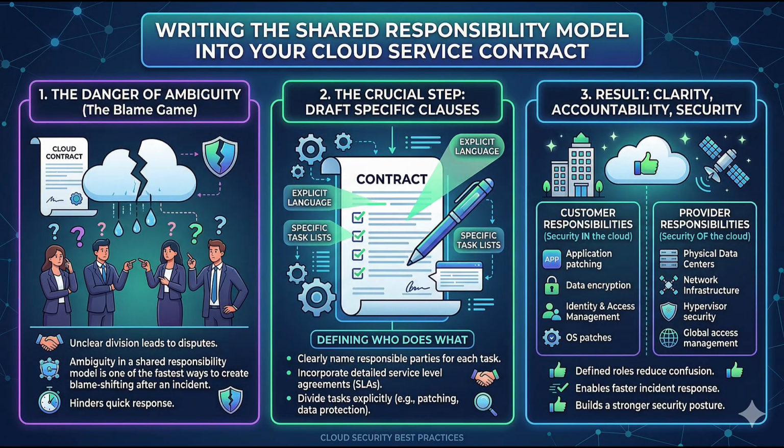Finally, write the shared responsibility model into the contract. If security tasks are divided between customer and provider, the division should be explicit. Ambiguity in a shared responsibility model is one of the fastest ways to create blame shifting after an incident.